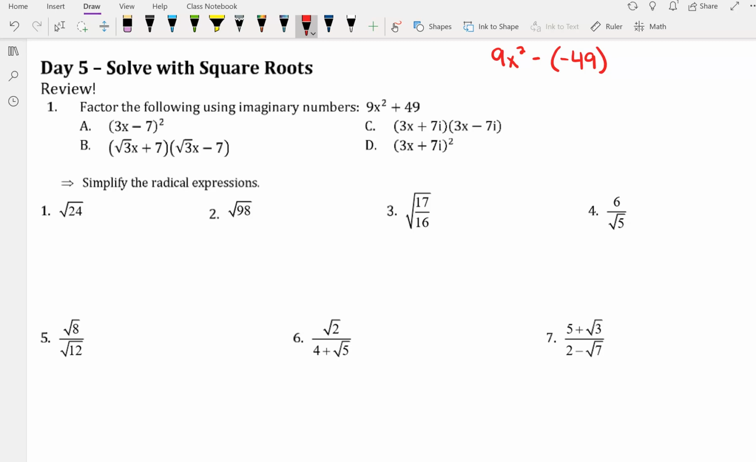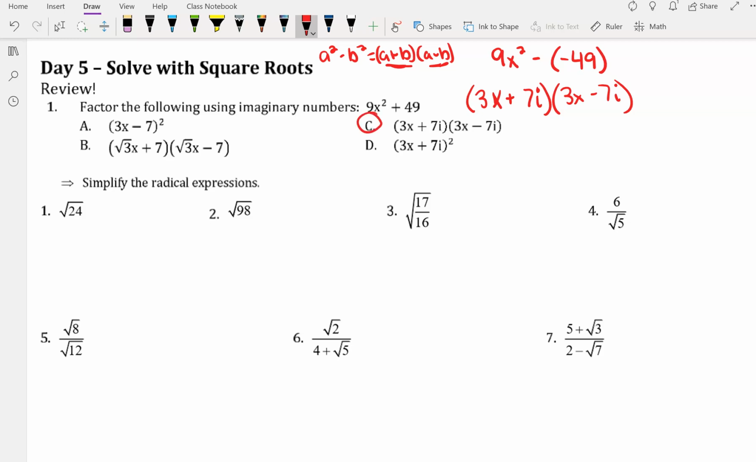To factor a difference of perfect squares, it's a squared minus b squared equals a plus b times a minus b, which basically means I square root the 9x squared, which is going to be 3x, and then I square root the negative 49. Square root of negative 49 is 7i. Square root of a negative is i. And then it's going to be 3x plus 7i times 3x minus 7i, because that's difference of perfect squares. It's plus and minus, which is answer option C.